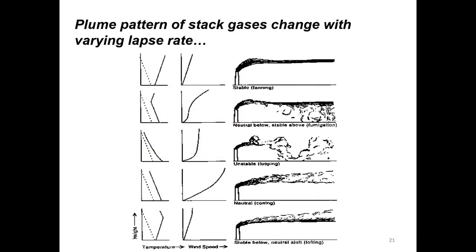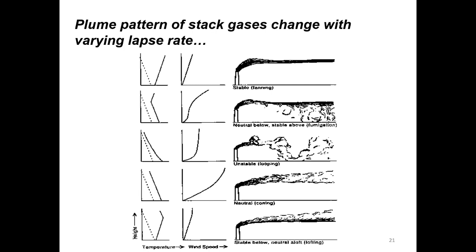Also, there is a plume pattern of stack gases that change with varying lapse rate. So, before anything else, lapse rate is the rate at which the temperature decreases as the height increases. Also, dry adiabatic lapse rate, or DALR, is the rate at which the temperature of a parcel of dry air decreases as the parcel is lifted in the atmosphere. It is a constant if there is no heat exchange.